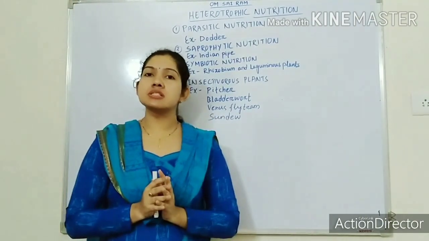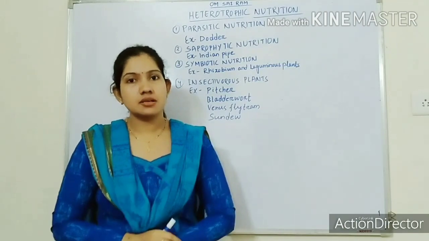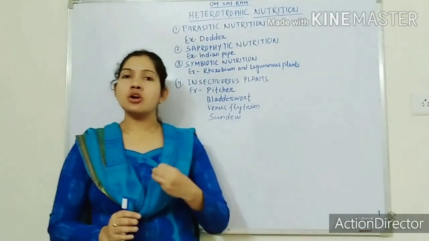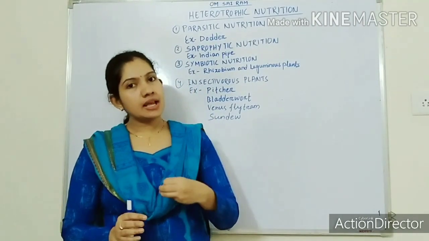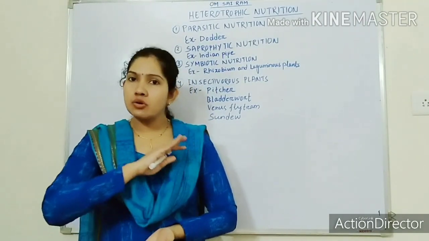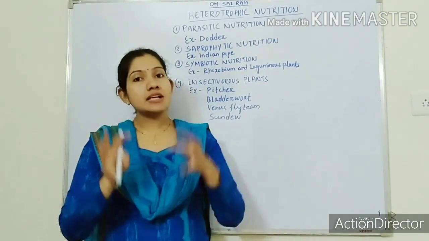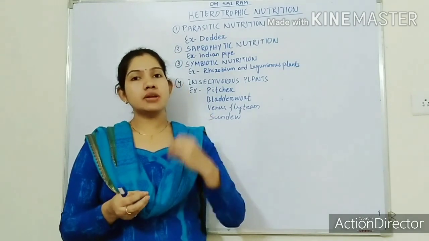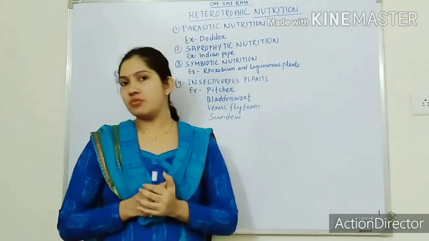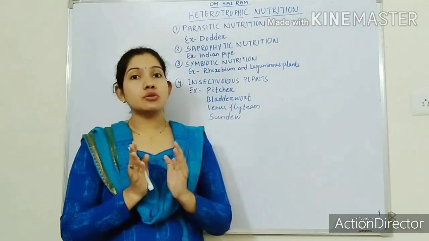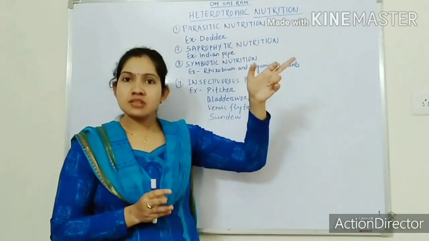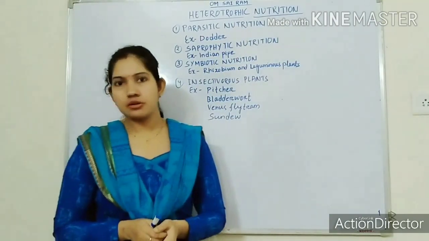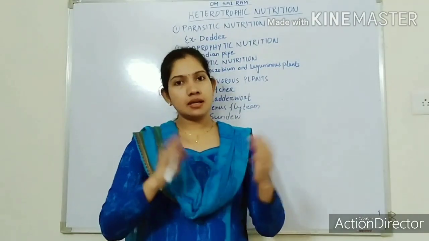Here today we will discuss heterotrophic plants. Heterotrophic plants means those plants which do not bear chlorophyll. That's why they cannot undergo photosynthesis, and to satisfy their food requirement they depend upon other organisms for their food. That's why they are known as heterotrophic plants, and that kind of nutrition is known as the heterotrophic mode of nutrition. Okay, so let us discuss the topic in broader terms.